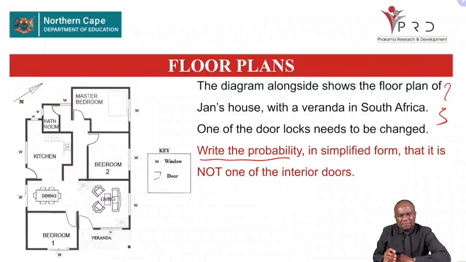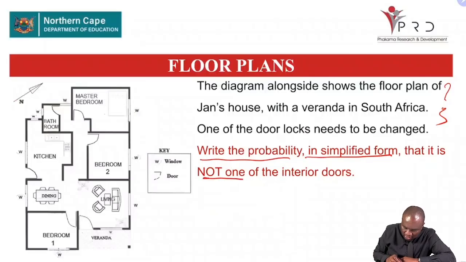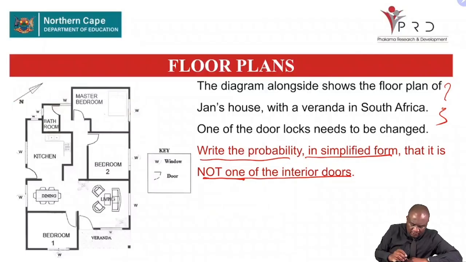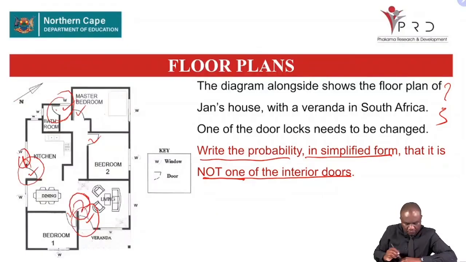Write the probability. We're bringing in all these questions, all these concepts, in simplified form, that it is not one of the interior doors. Not interior doors. It means what? So they're the external doors. Okay. So how many doors do we have in total? That is our what? Possible outcomes. Right. We have 1, 2, 3, 4, 5, 6. And then which ones are not interior doors? So it's 1, 2.